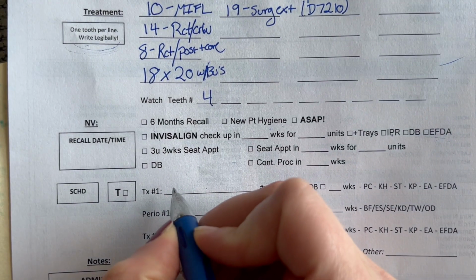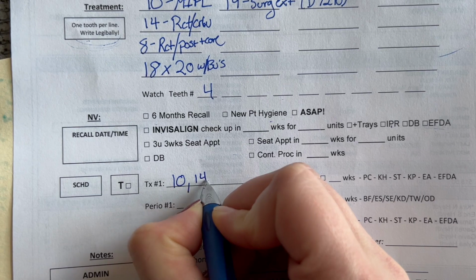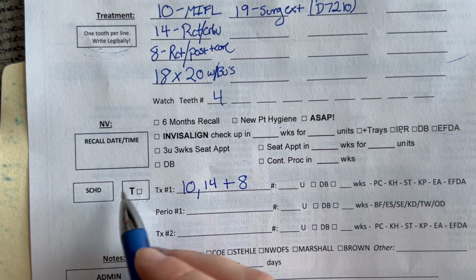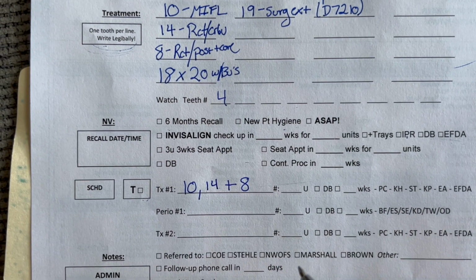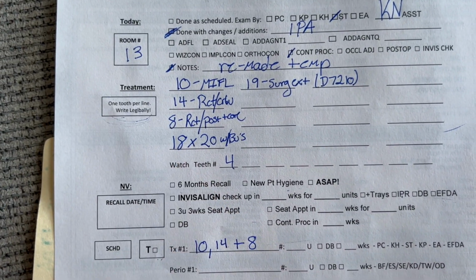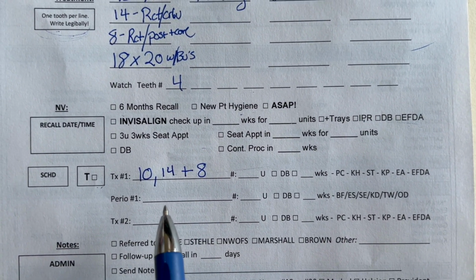Referring back to what we have written down, we are going to write down 10, 14, and 8, which is all the upper teeth that need done. Are we doing it today, or are we scheduling back? If we're doing it today, make sure that your room number is filled out. This helps out the front desk know where they're going so that they can present their estimate.